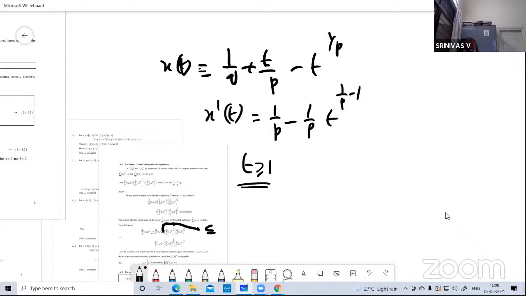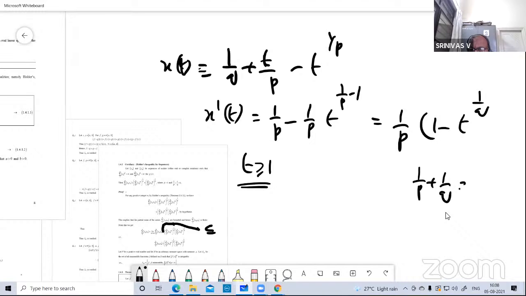How about this 1 by p? Take out 1 by p. This is 1 by p into 1 minus t power 1 by q. What is 1 by p plus 1 by q? It is 1. So 1 by p minus 1 will be minus 1 by q. Now, if you consider this for t greater than or equal to 1, what happens?